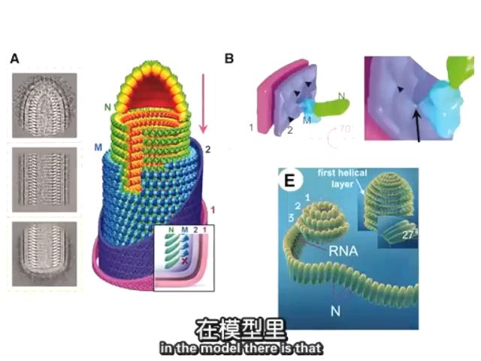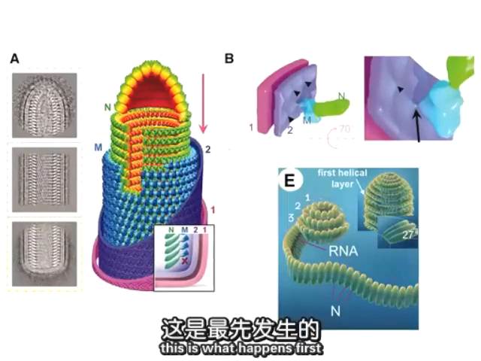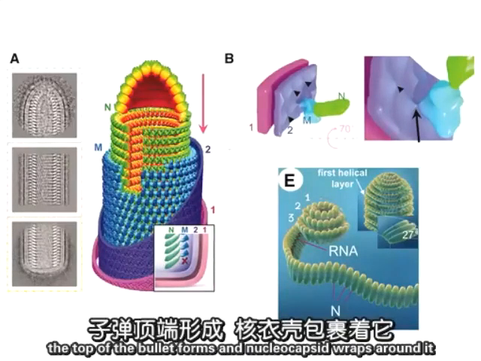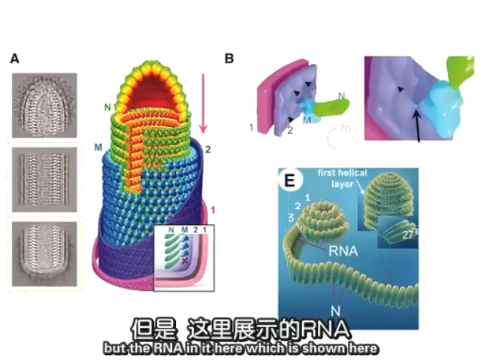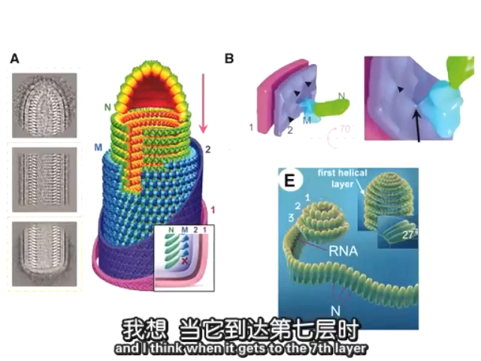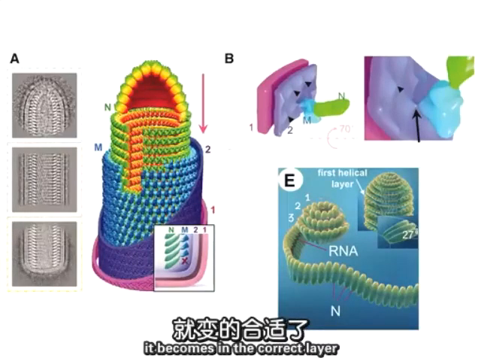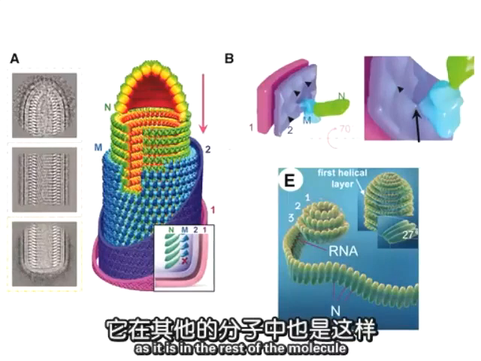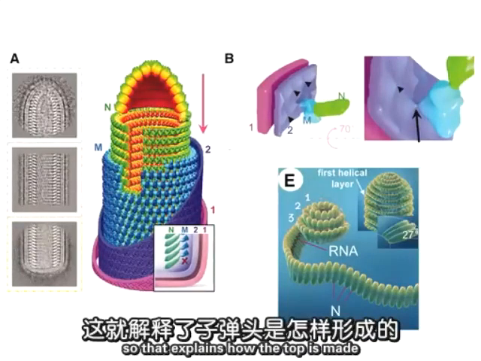And their model is that this is what happens first, that the top of the bullet forms and then the nucleocapsid wraps around it with the RNA in it, which is shown here. And then when it gets to, I think, the 7th layer, it becomes in the correct orientation, this is the first helical layer, as it is in the rest of the molecule. So that explains how the top is made.